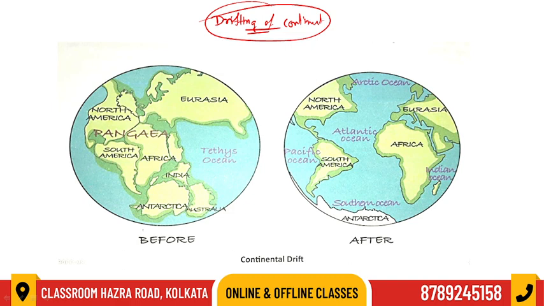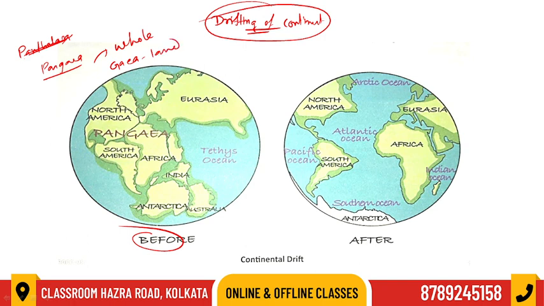Initially, you can see in the picture, our whole earth was a single landmass known as Pangea. Pan means whole and Gea means land. That means the whole lithospheric area was called Pangea, and the water body and oceanic surface surrounding Pangea was called Panthalassa. So this was the scene.